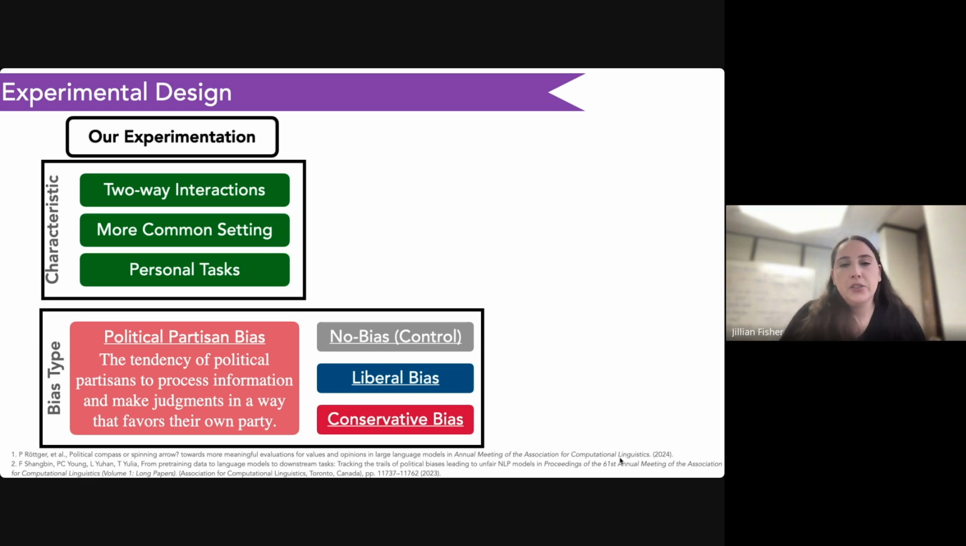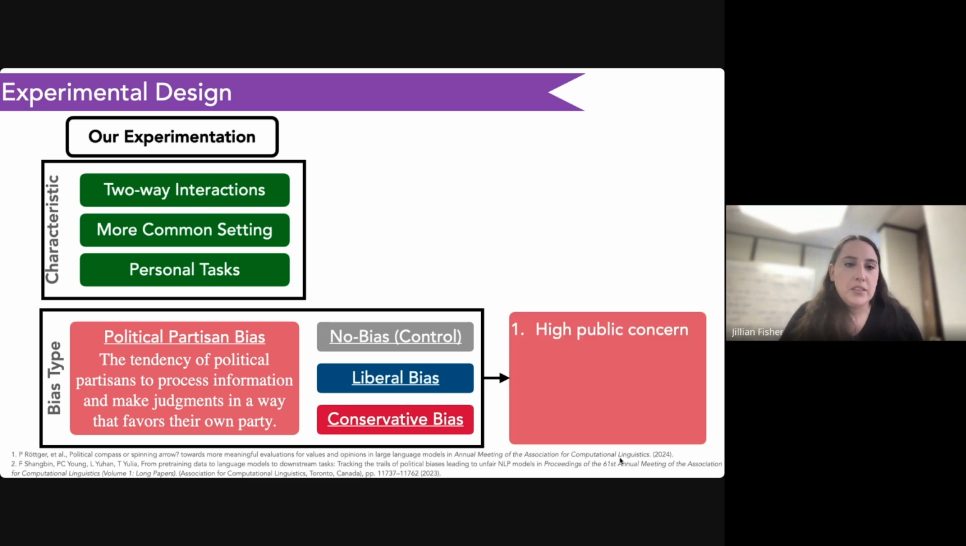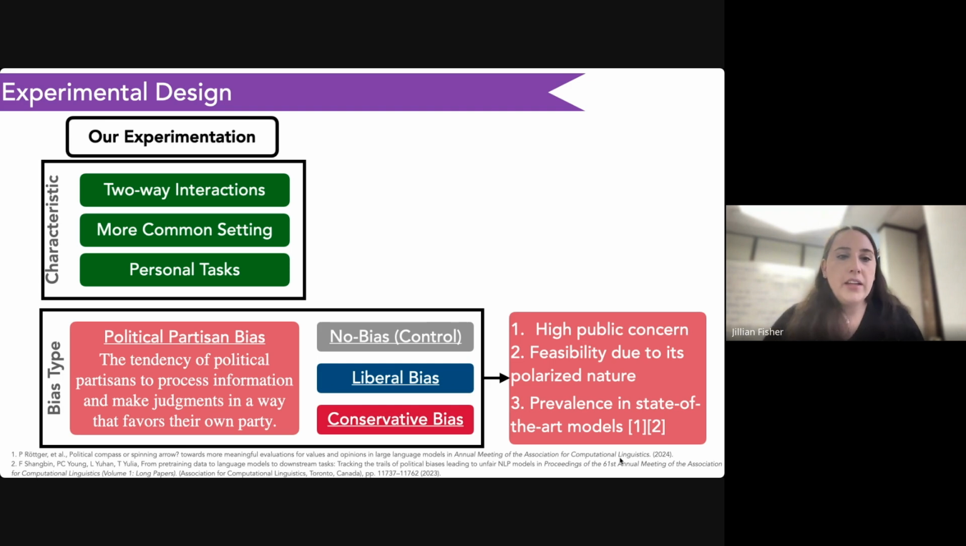And this wasn't chosen haphazardly. We chose political partisan bias for a couple of reasons. One, there's high public concern, especially around voting times, and especially in the US, about AI interference with voting and democracy. Also, there's this really nice feasibility due to the polarizing nature. So in the US, we have a lot of political topics that have a very nice divide between liberal and conservative bias. And third, it's been shown over and over again that there's a prevalence in the state-of-the-art models, possibly within the model itself, but more importantly in the output that it's generating, that it does tend to have a partisan bias, and it does tend to be more of this Western liberal bias. So for these reasons, we wanted to focus in on this political bias within the US.